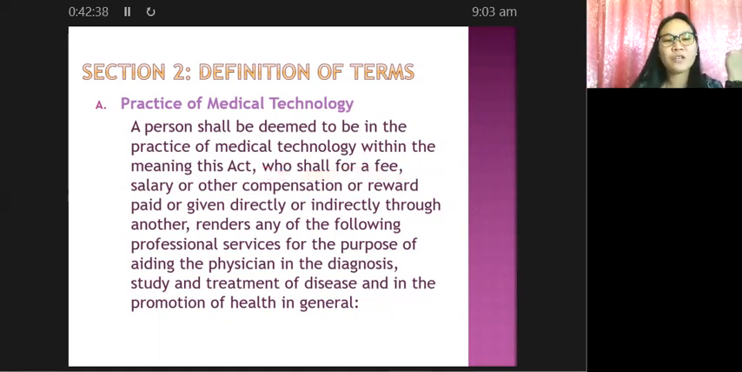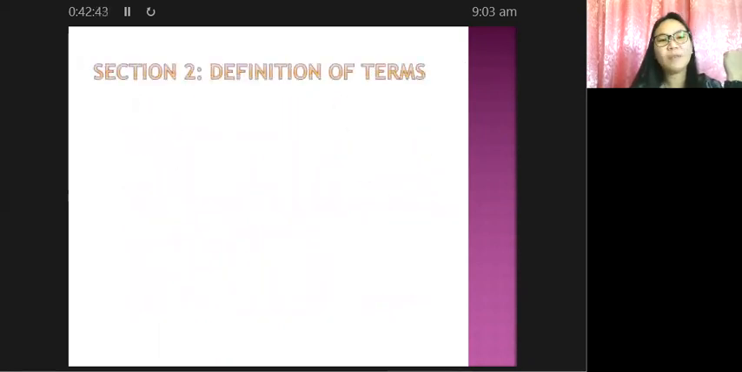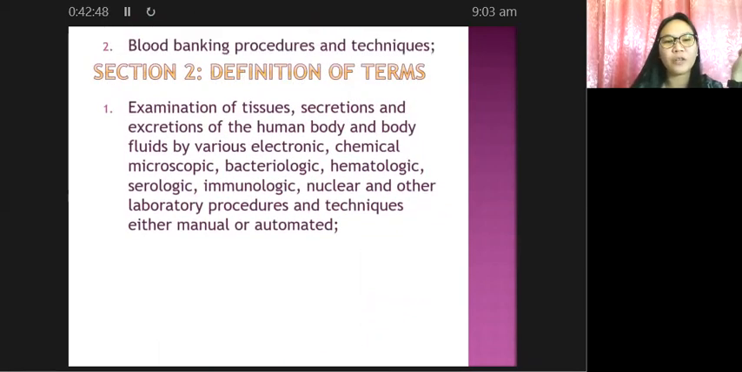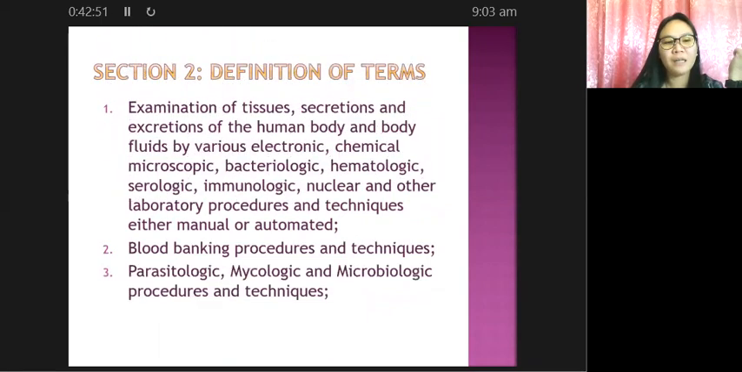Right. So what is the job description? What do we do in the laboratory? Let me put it all here. Examination of tissues, secretions, and excretions of the human body and body fluids by various electronic, chemical, microscopic, bacteriologic, hematologic, serologic, immunologic, nuclear, and other laboratory procedures and techniques, either manual or automated.